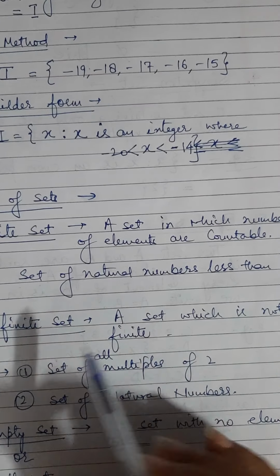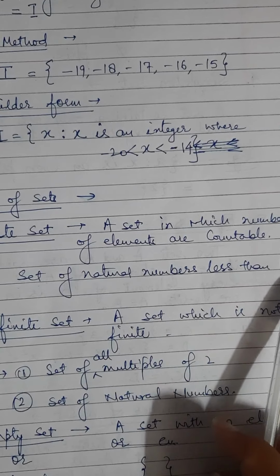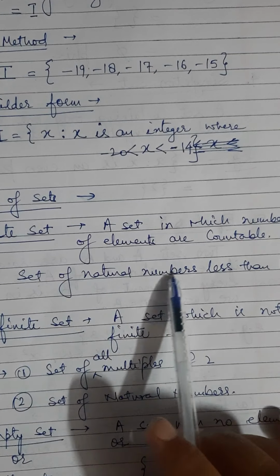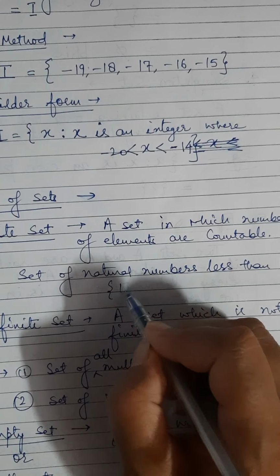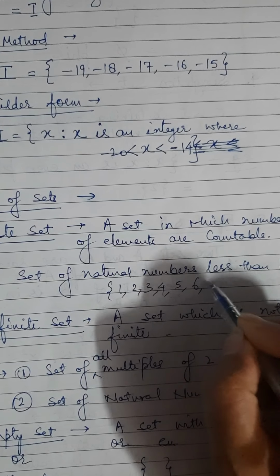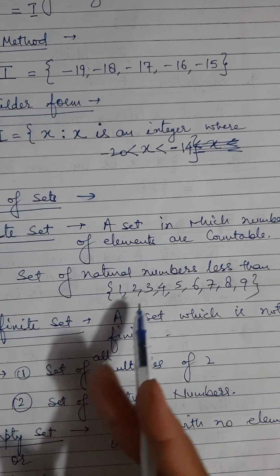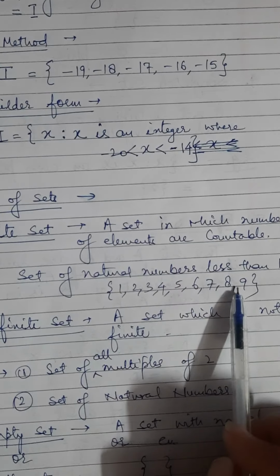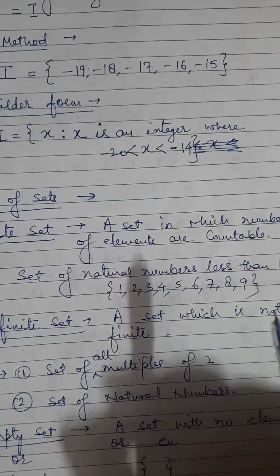For example, set of natural numbers less than 10. We have given an example: the set of natural numbers less than 10. So we can write it like 1, 2, 3, 4, 5, 6, 7, 8 and 9, right? These are the natural numbers which are less than 10 and they are countable. We can count how many are there, right? Then this set is called a finite set.